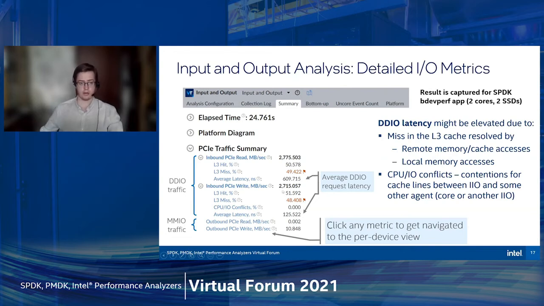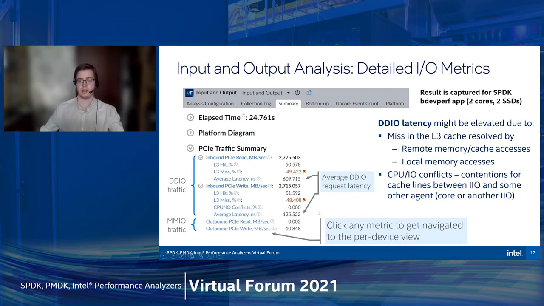At the second level for DDIO metrics, you will also see the ratios of hits and misses in the L3 cache. In this case, I see 100% misses of reads and writes, and also there is the ratio of write transactions that experienced CPU I/O conflicts.